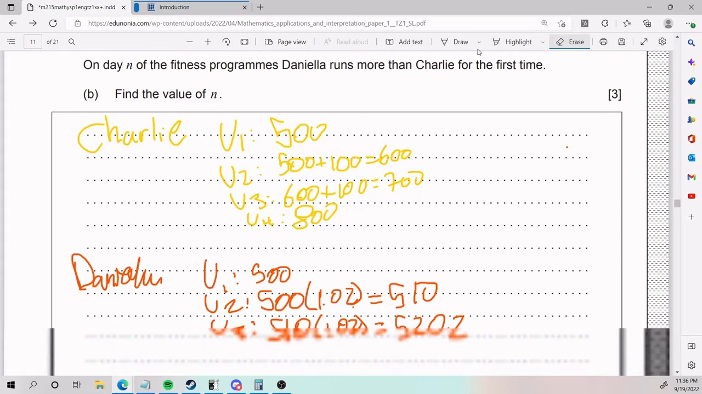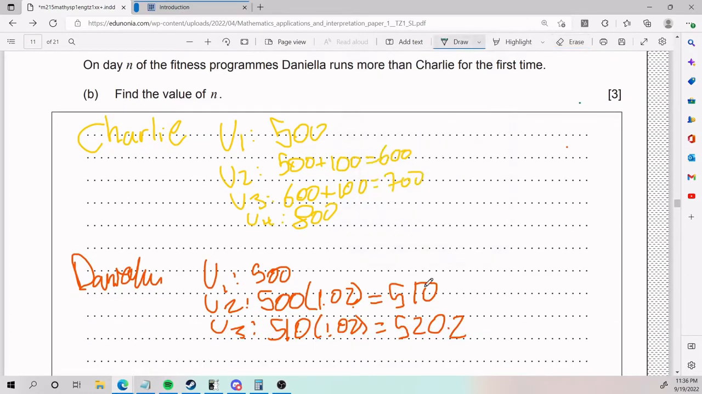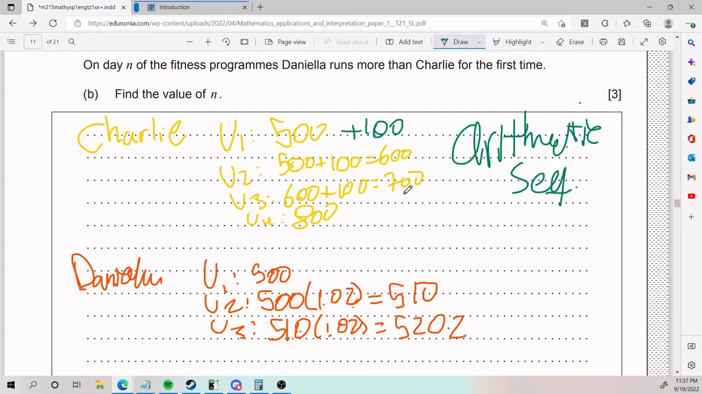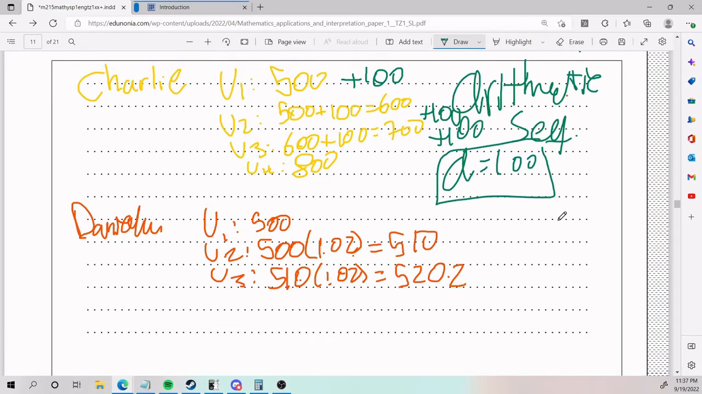Now, why is it important to do this? Just the first couple of terms help us understand the nature of Charlie's running and the nature of Daniela's running. The nature of Charlie's running is arithmetic sequences. It always increases by plus 100, no matter what. So this is actually d equals 100 in our formula booklet. For Daniela, it increases in a different manner, a little bit more exponential. This is what we call a geometric sequence.